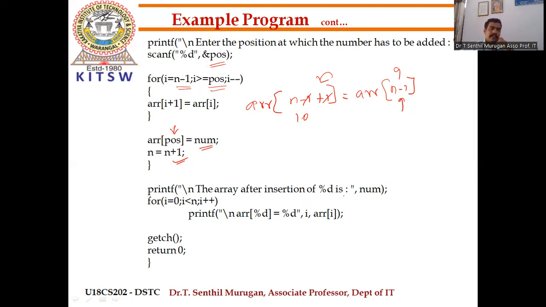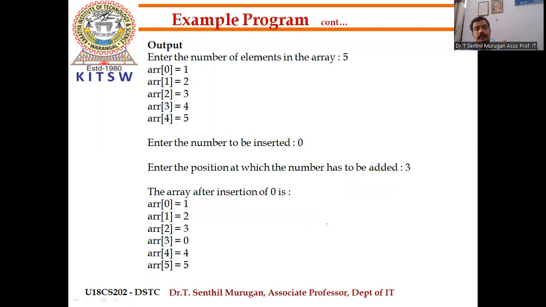So after inserting the element, you can print it using a for loop. Okay, so this is a simple program. After this is a sample output. Initially you will give the number of elements. You give values for all the elements and enter the number to be stored. The number to be inserted is 0, and the position is asked. We want to insert 0 at the third position. So it will shift elements to the next position: array of 5, array of 4, array of 3 will change the value and assign.